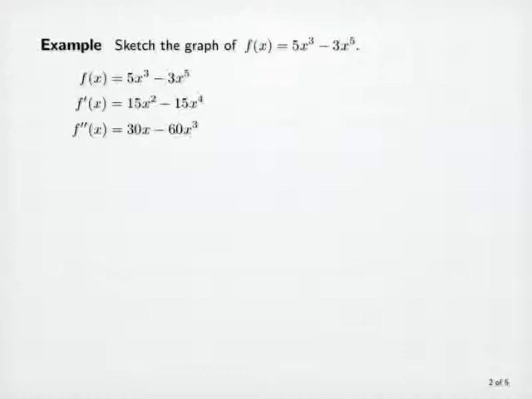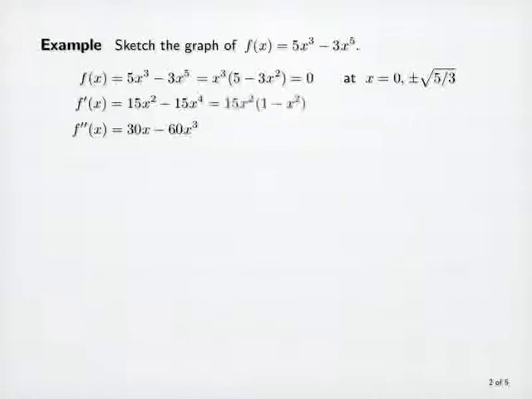Now let's go back to the function and factor and look at where the function is equal to 0. That will tell us the x-intercepts. F of x is equal to x cubed times 5 minus 3x squared, and therefore it's equal to 0 at x equal to 0, as well as at plus and minus the square root of 5/3.